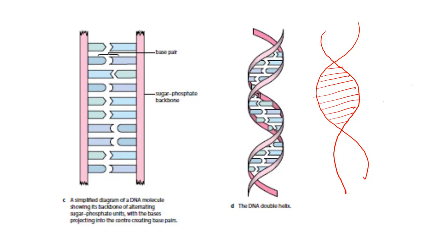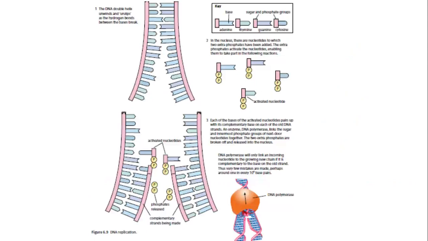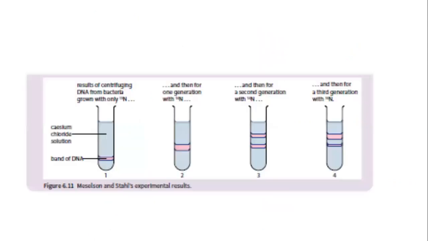Now, that is what the structure of DNA is. Now we need to go over DNA replication. How does the DNA divide? But before we go over how the DNA divides, let's first go over our theories. What are the theories? And then we will actually look at an experiment to explain those theories.